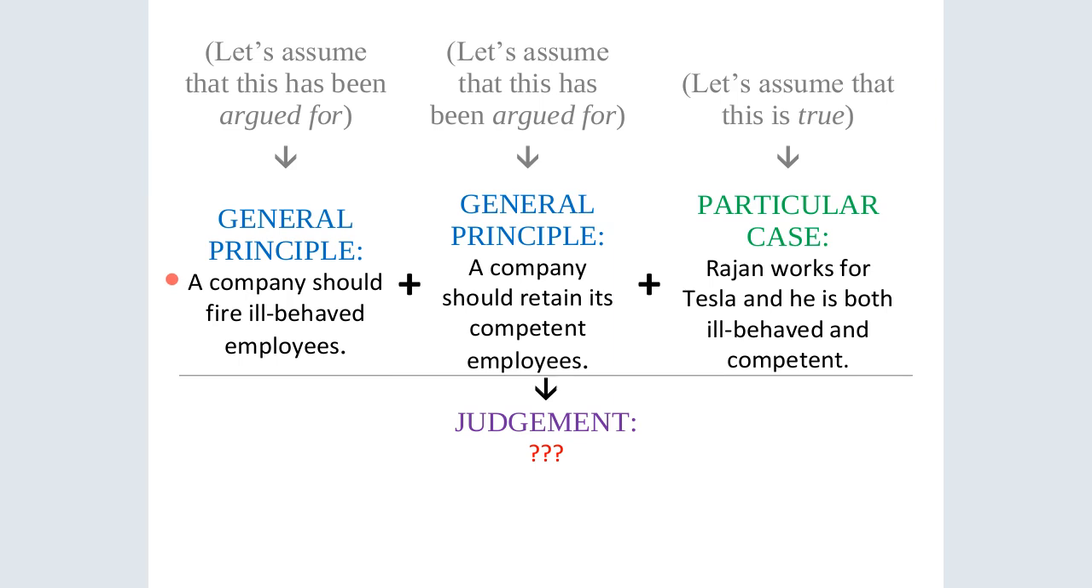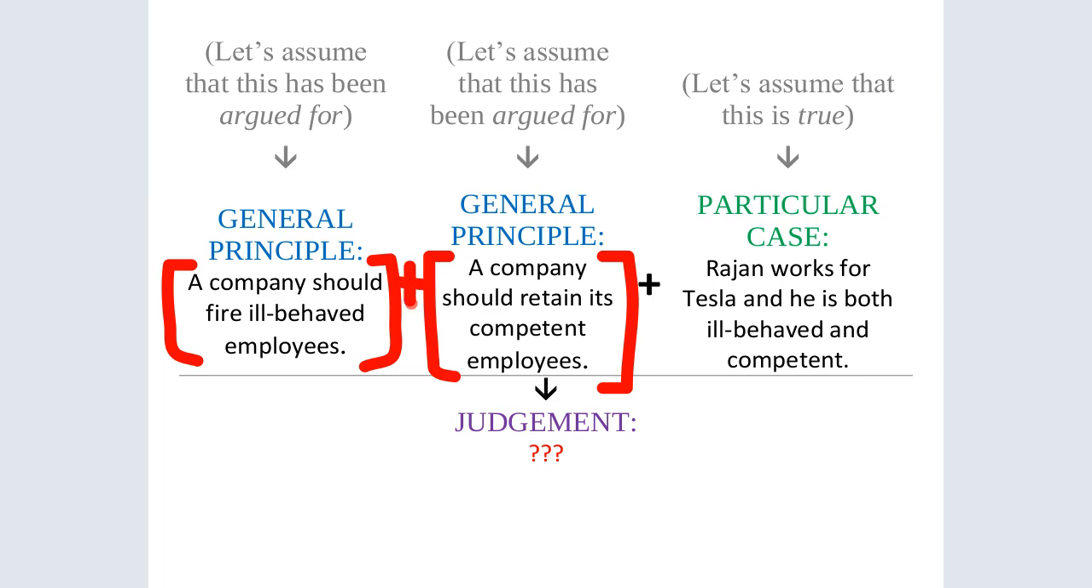A company should fire ill-behaved employees. Now notice that's exactly word for word the same principle that we encountered earlier, and it's a fairly reasonable one, right? So we agreed that it was fine and we'll take it for granted. So a company should fire ill-behaved employees. Fair enough. A company should retain its competent employees. Oh, terrific. That's another principle that we said was perfectly sensible. And of course, if one is perfectly sensible and the other is perfectly sensible, then you've agreed to both, right?